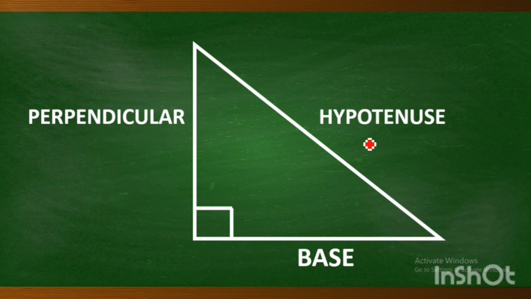We have a hypotenuse, which is the longest side of a right angle triangle. Then we have a perpendicular and a base. What do I mean by the longest side? It means if the hypotenuse is 13, then the other two sides have to be less than 13. The perpendicular could be 5 and the base could be 12. These two cannot be more than 13, because in a right angle triangle the hypotenuse is the longest. Okay, so with this let us start the Pythagoras theorem.